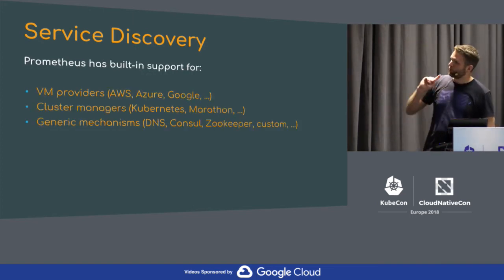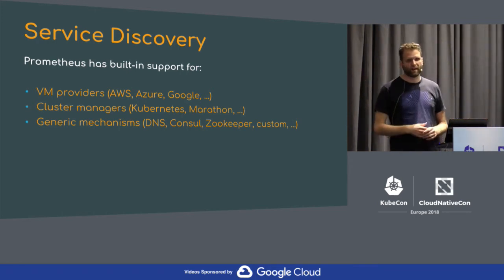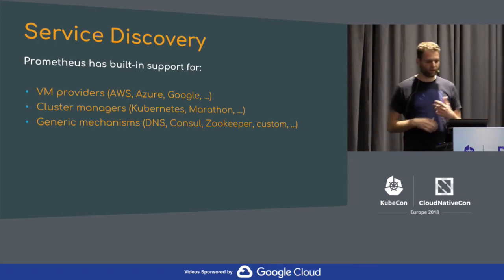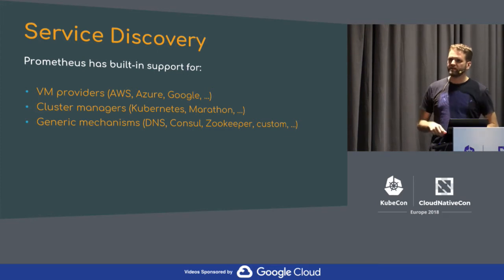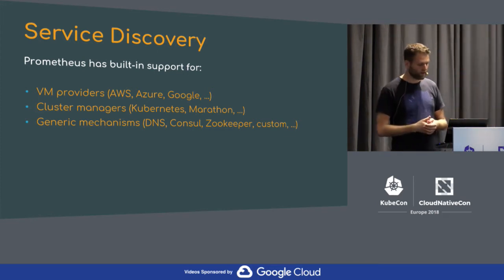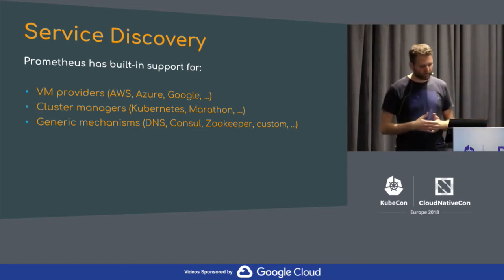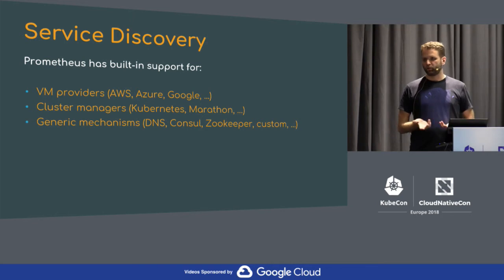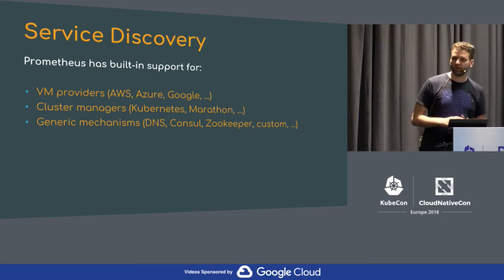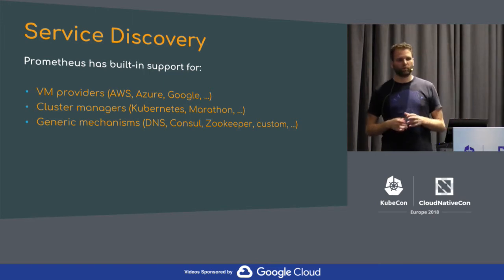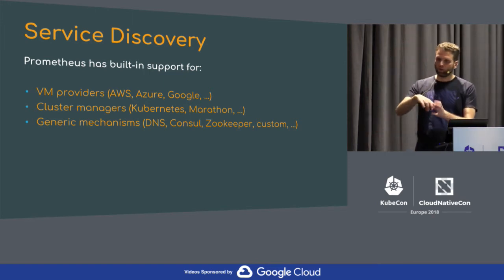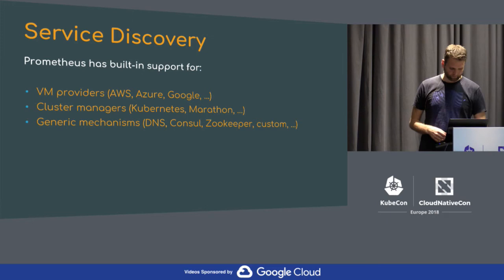We support roughly 10 different types of service discovery. Some are node level ones to discover instances on machine providers: AWS, Azure, Google. Others are cluster manager ones, Kubernetes, obviously. And then there are generic ones. DNS is pretty agnostic, and Consul, Zookeeper. You can even build your own if Prometheus doesn't support it yet, with a file watcher-based interface.